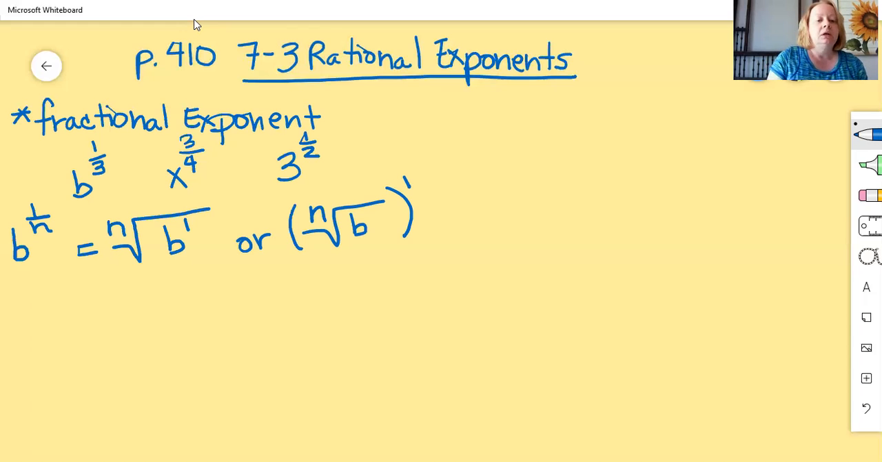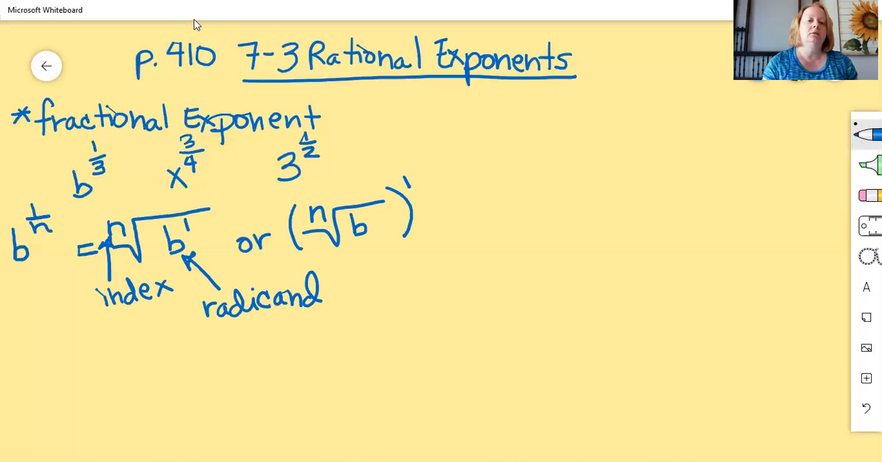So this is called the index of your root. This right here is called the radicand of the root, okay? And then the 1 is going to be the exponent here. And again, the exponent can go inside or it can go outside. Okay, so let's look at number 1.